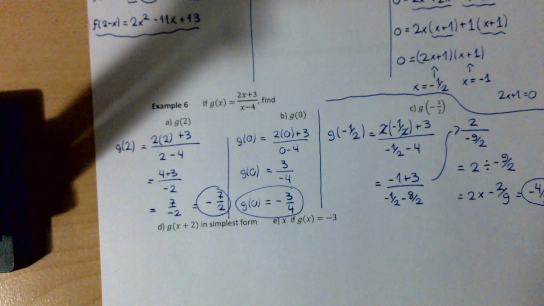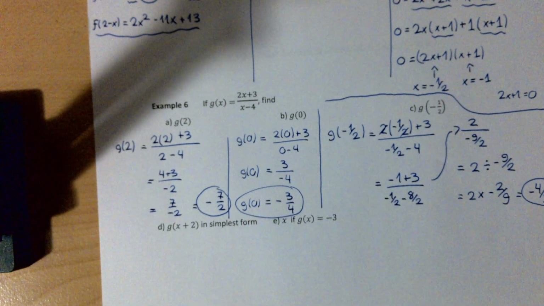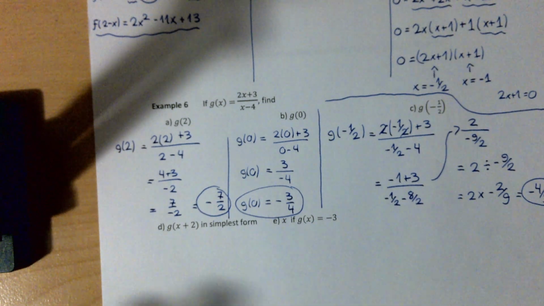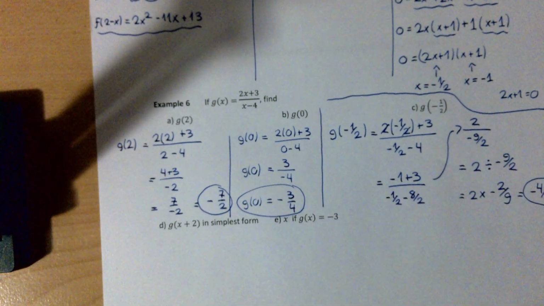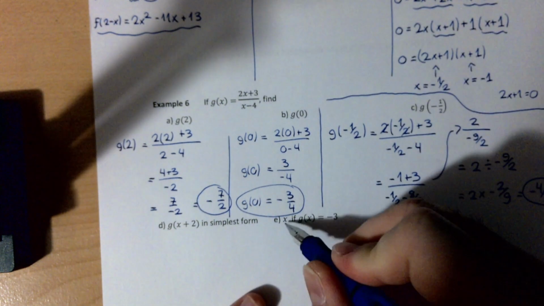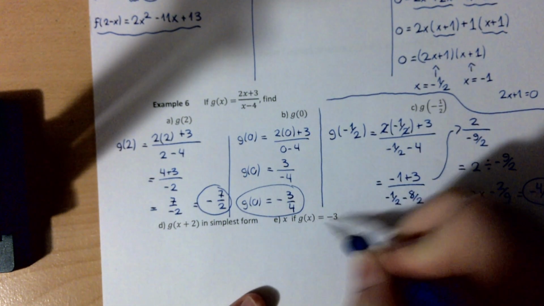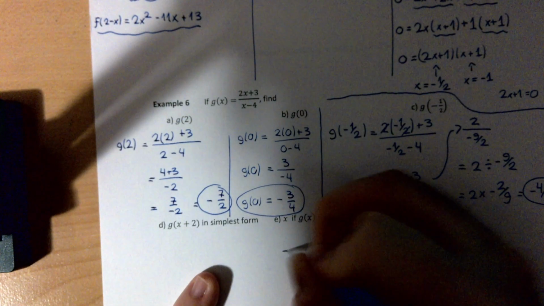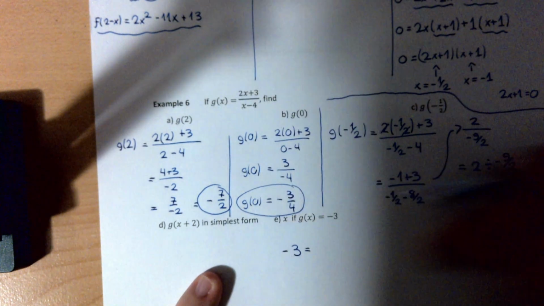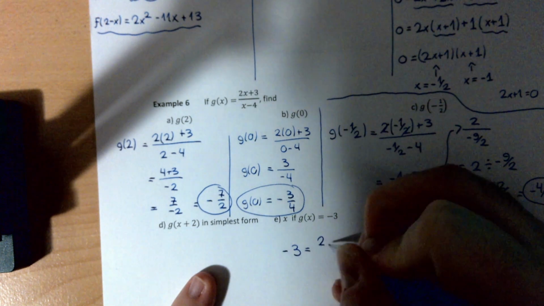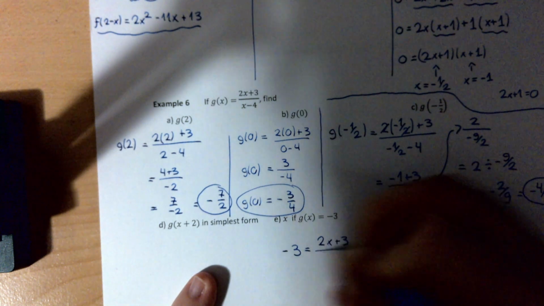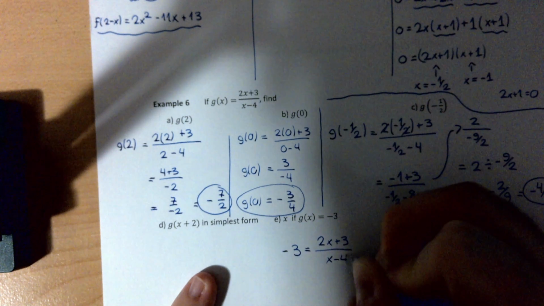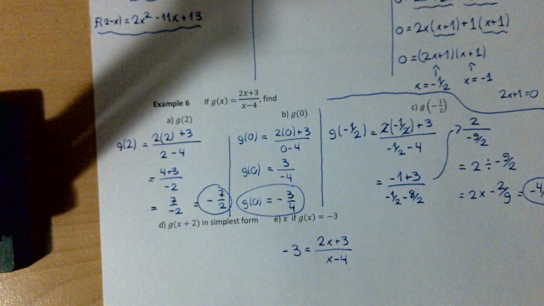So, I'm going to skip D, just because it's, again, very, very similar, and there's no reason for me to do it too much. I want to cover this one. So, again, it's the reverse. What's my x value if my g of x is equal to minus 3? So here, I'm plugging in minus 3 is equal to 2x plus 3 over x minus 4. So I need to find out what my x value is going to be.